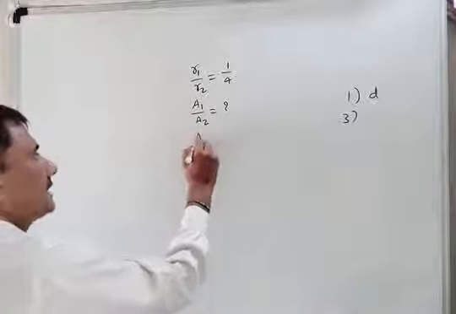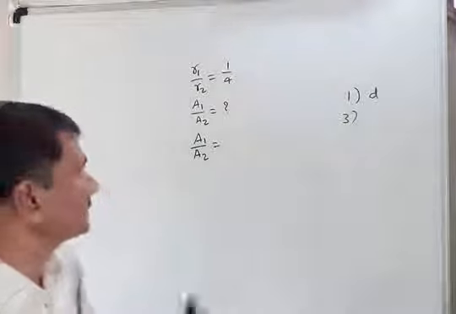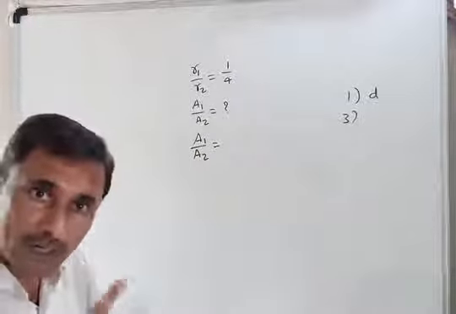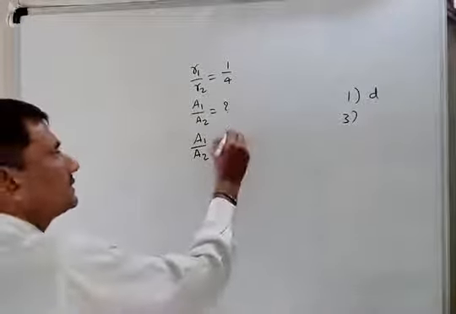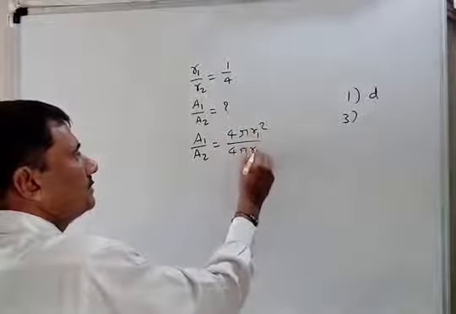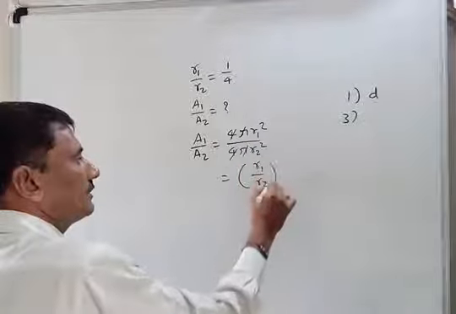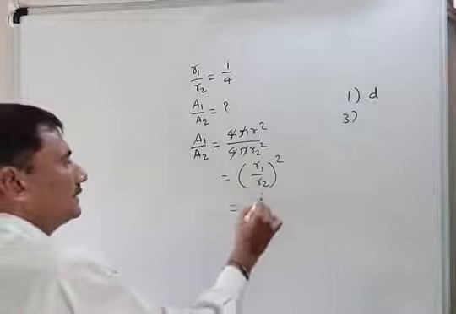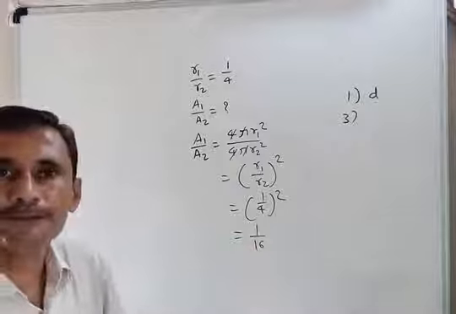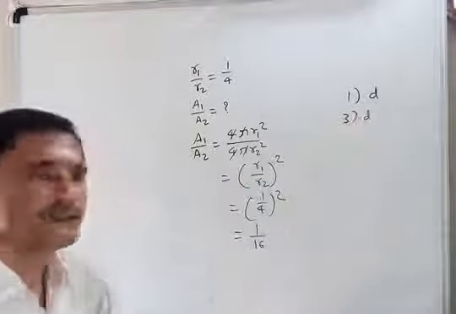So just start this way. They are not asking the individual value of radius because the individual value of radius is not given. So area cannot be found, but the relation between areas can be found. Just write the formula: 4 pi r1 square, 4 pi r2 square. 4 pi being cancelled, left is r1 to r2 whole square. So it is 1/4 whole square. So it becomes 1/16. So the answer will be 1:16. So in the third one, D is the answer.